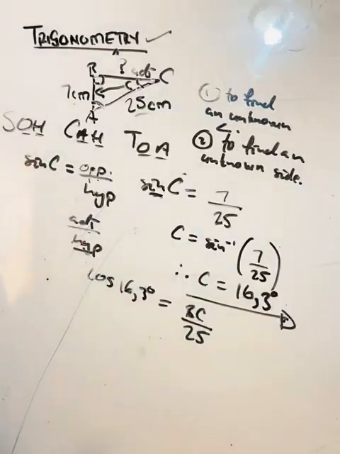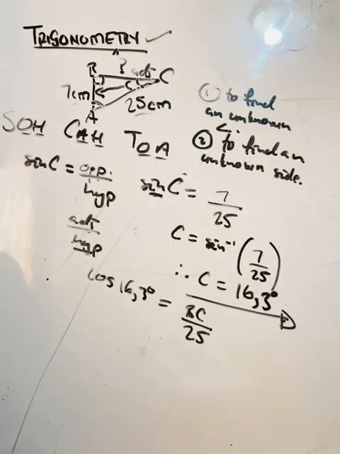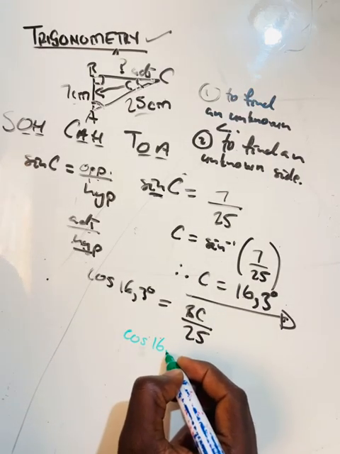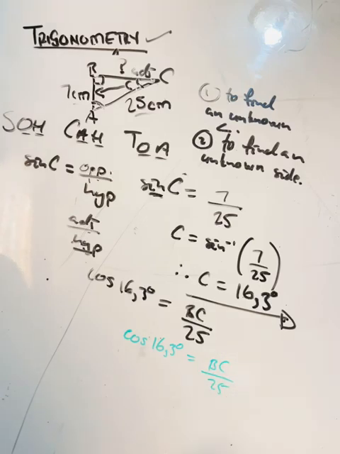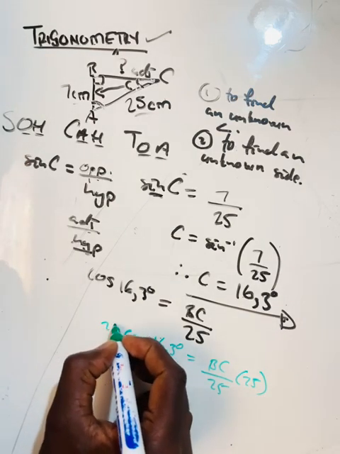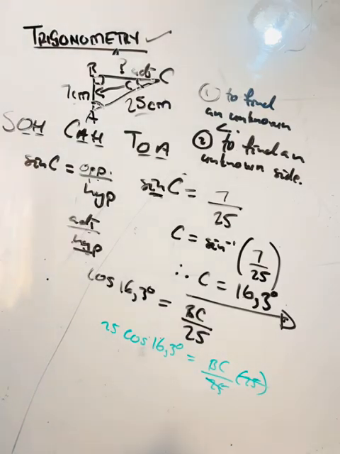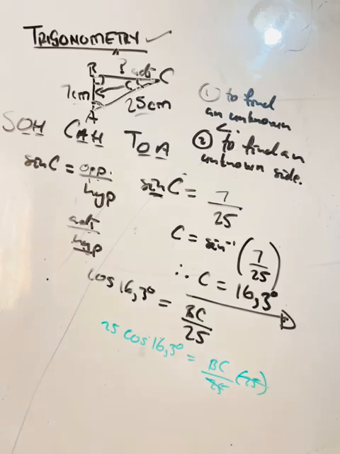All right. So now once I've got this, I need to get rid of this denominator. So I say cos 16,3 degrees is equal to BC over 25. In order for me to get rid of this denominator, I multiply by 25 on both sides. So this 25 cancels out that 25. My equation now reads that BC is equal to 25 cos 16,3.